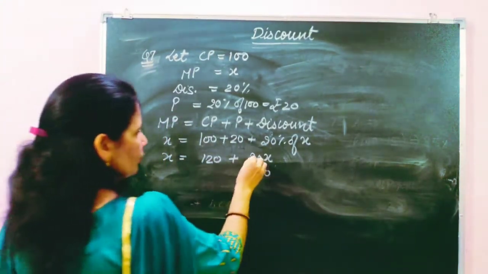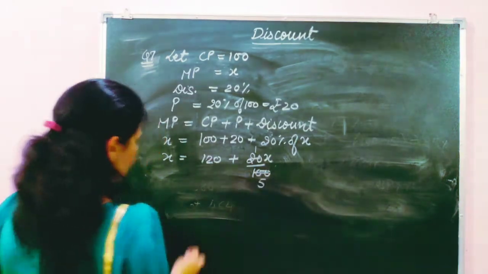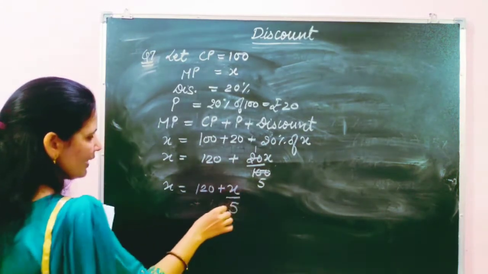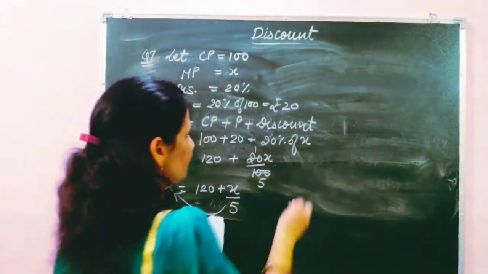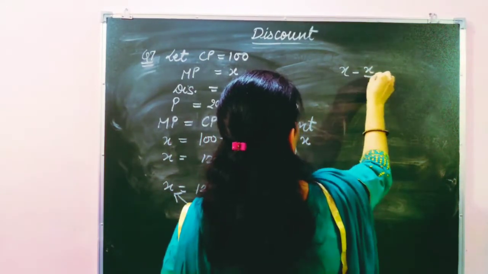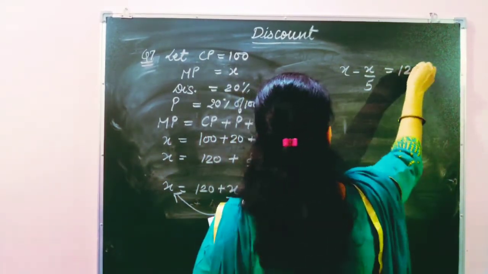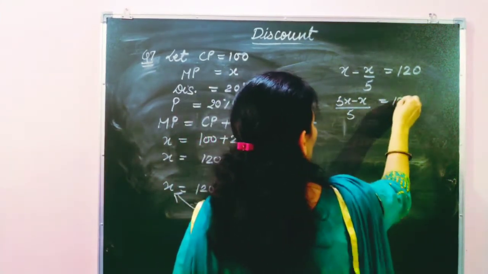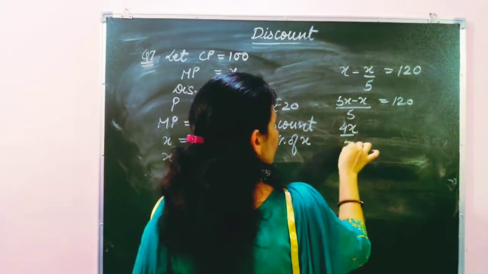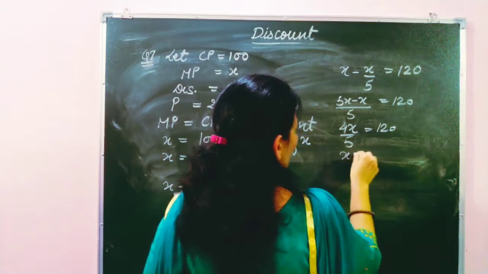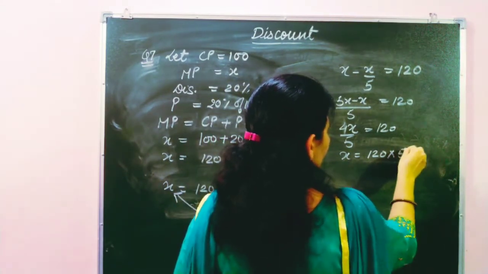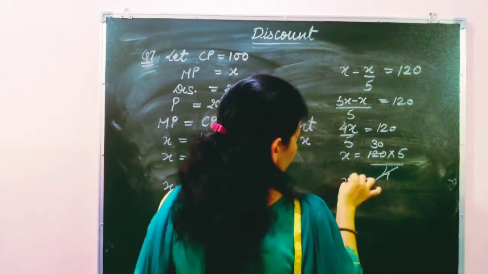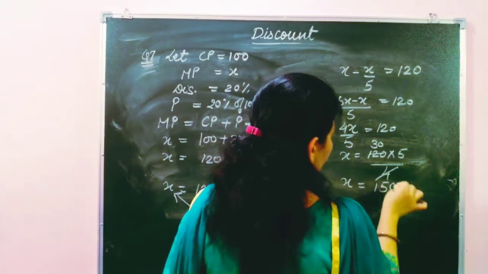Now 20 divided by 100 is 1 by 5, so X equals 120 plus X by 5. Shift the X term from the right side to the left side. So X minus X by 5 equals rupees 120. Take the LCM: 5X minus X equals 120. 4X by 5 equals 120. And X equals 120 multiplied by 5 divided by 4. That means 4 30s are 120, and X is rupees 150.